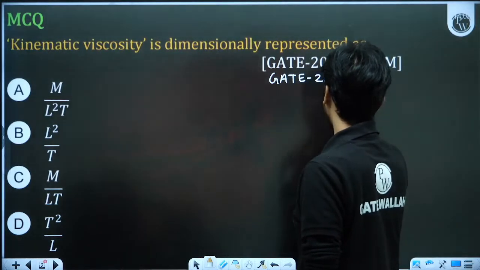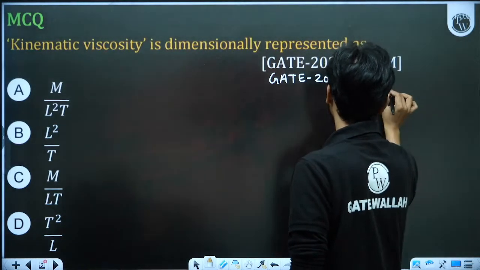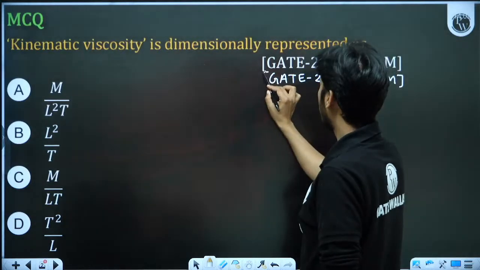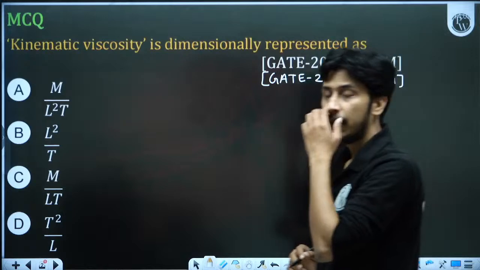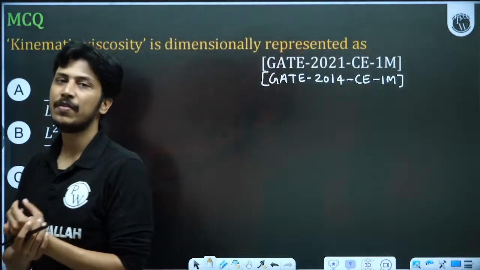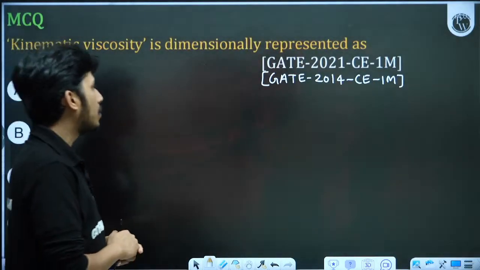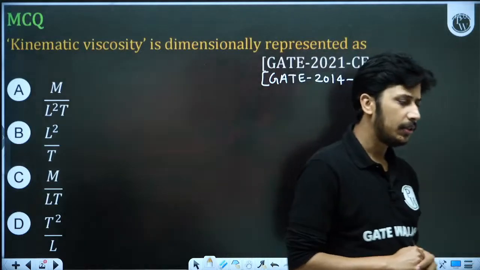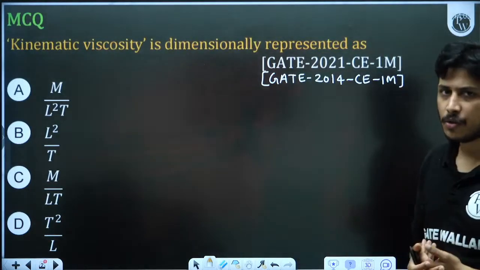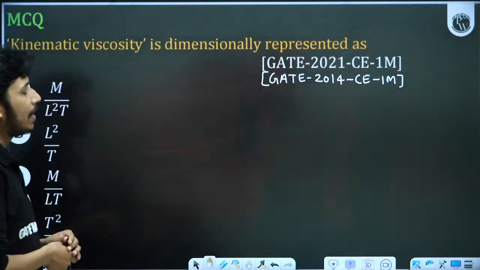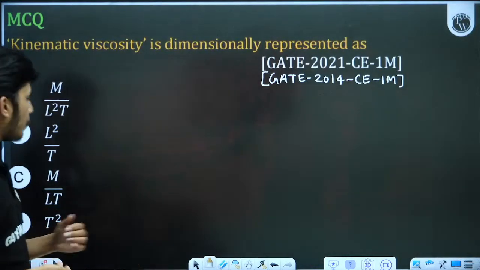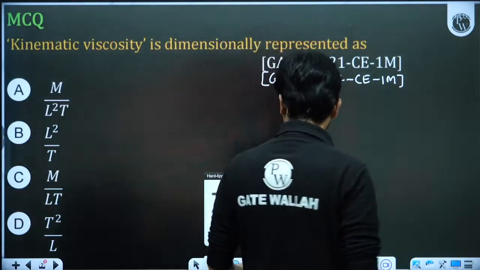Again for 1 mark, in civil engineering also for 1 mark. And continuously every 4 to 5 years they are asking this type of question, like the dimension of dynamic viscosity or kinematic viscosity. Sometimes they also ask the unit of the kinematic or dynamic viscosities. So this type of question we are expecting.